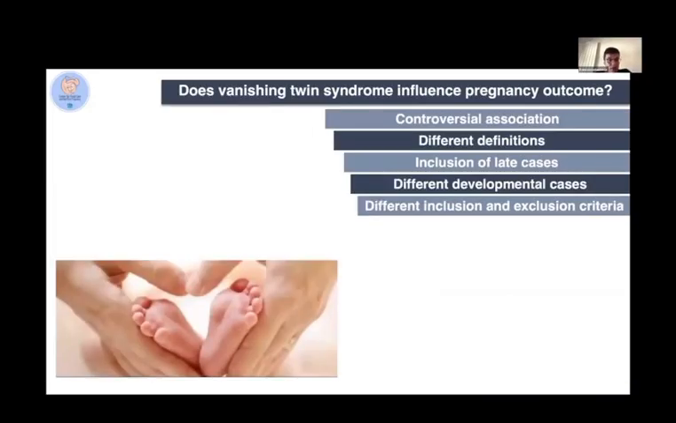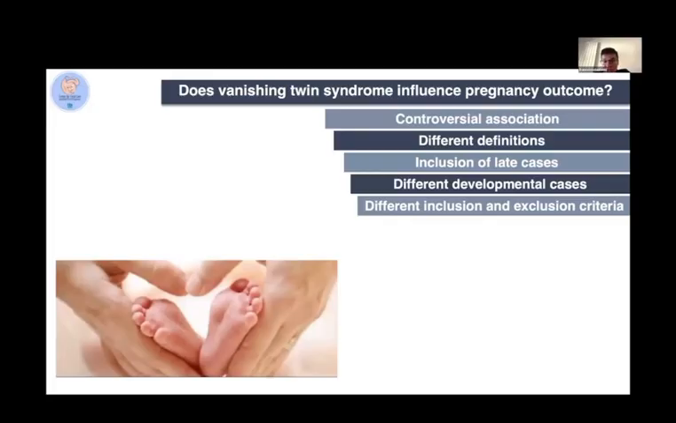So the other question, which is a clinical question before entering the heart of the presentation: is vanishing twin syndrome associated with adverse pregnancy outcome? This is a controversial answer, because several studies report a controversial association between this condition and adverse pregnancy outcome. This lack of robust evidence is not dependent upon the quality of the studies, but rather on their inclusion criteria, because some of them included pregnancies with death occurring in the second trimester or also in the third trimester.